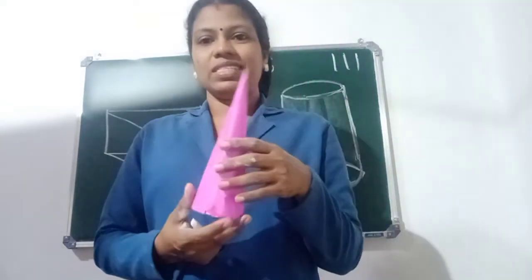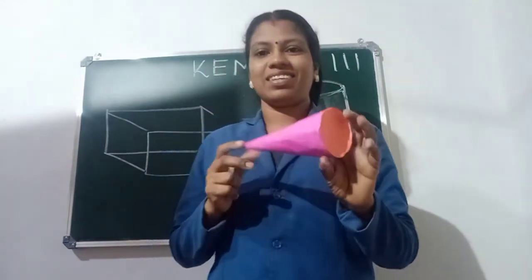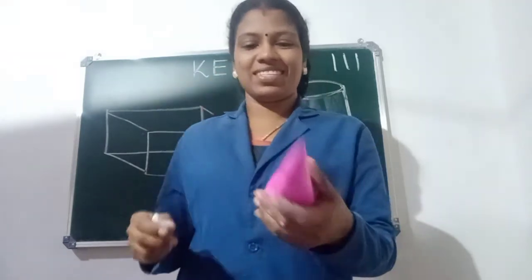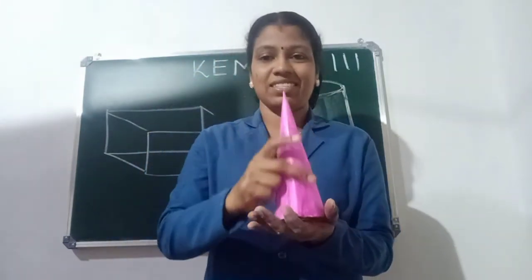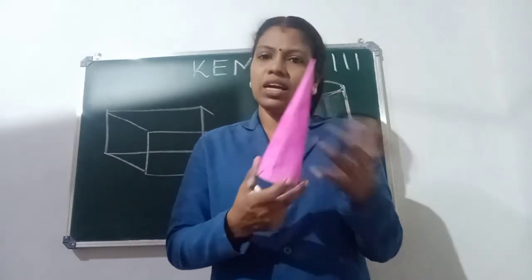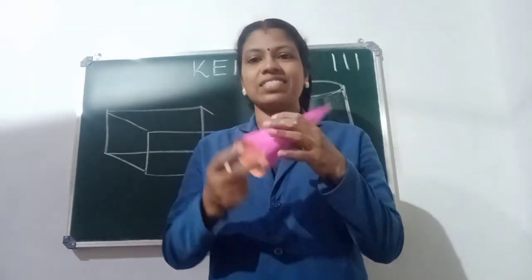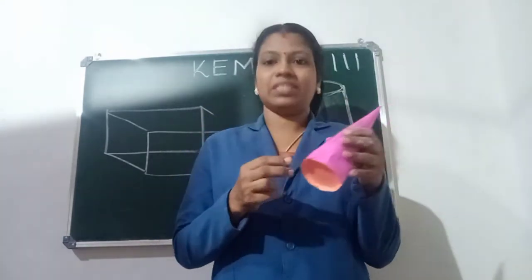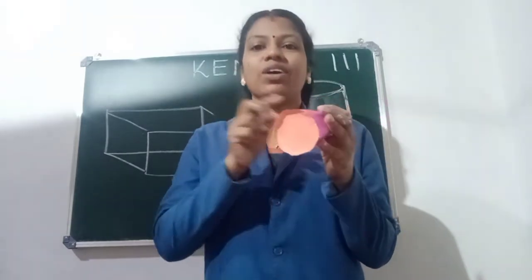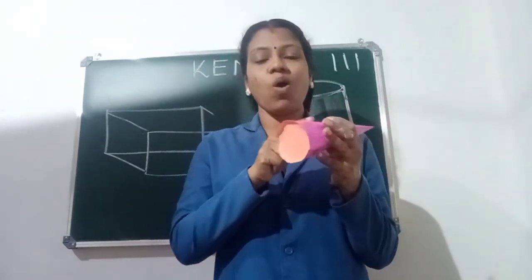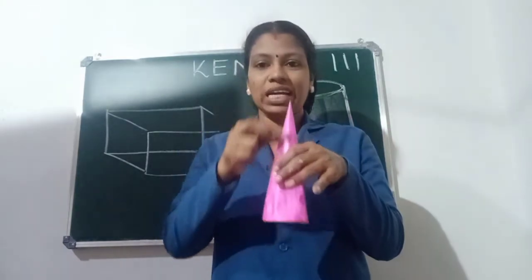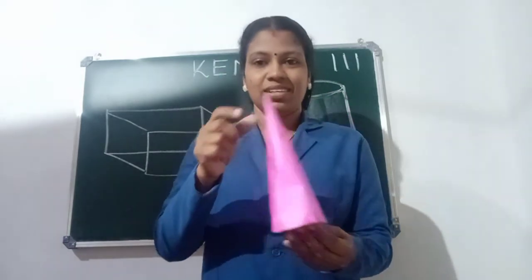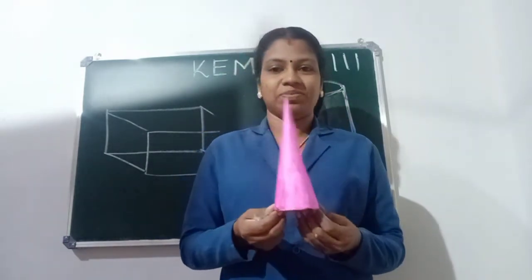Okay. Now say the faces. How many faces does a cone have? Yes. This is called one face. One curved face. Okay. And at the bottom we have a circle shape. That is another face. So it has two faces. A cone has two faces. One curved face and one plain face. So total two faces.